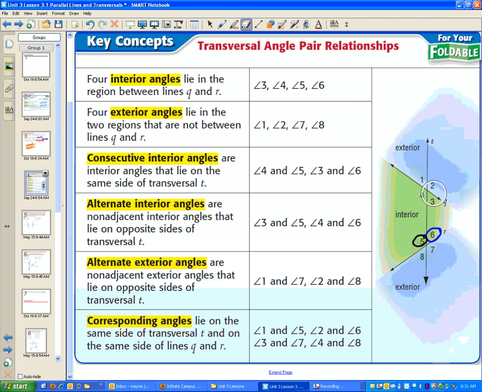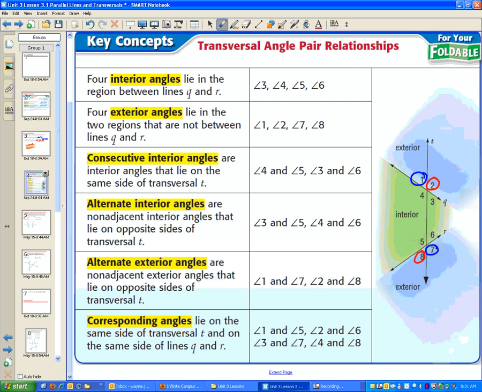Well, alternate exterior angles work the same way, except we're talking about exterior angles. So they're non-adjacent exterior angles that lie on opposite sides of the transversal. So if angle 1 is one of our alternate exterior angles, which one pairs up with it? 2, 7, or 8? 7. Angle 1 and angle 7 are one pair of alternate exterior angles. What's the other pair of alternate exterior angles? Angle 2 and angle 8. Because each pair fits the definition, don't they? They're non-adjacent, they're exterior, they're on opposite sides of the transversal.